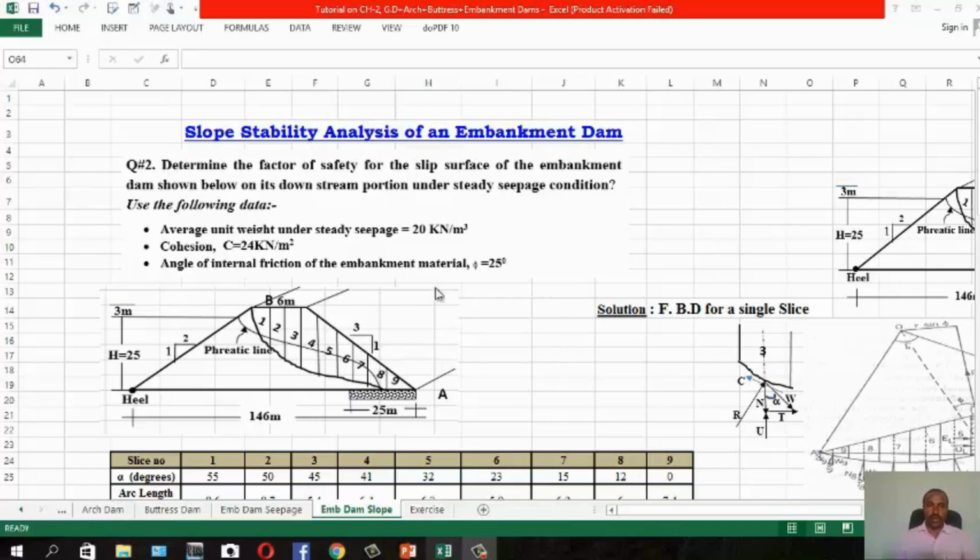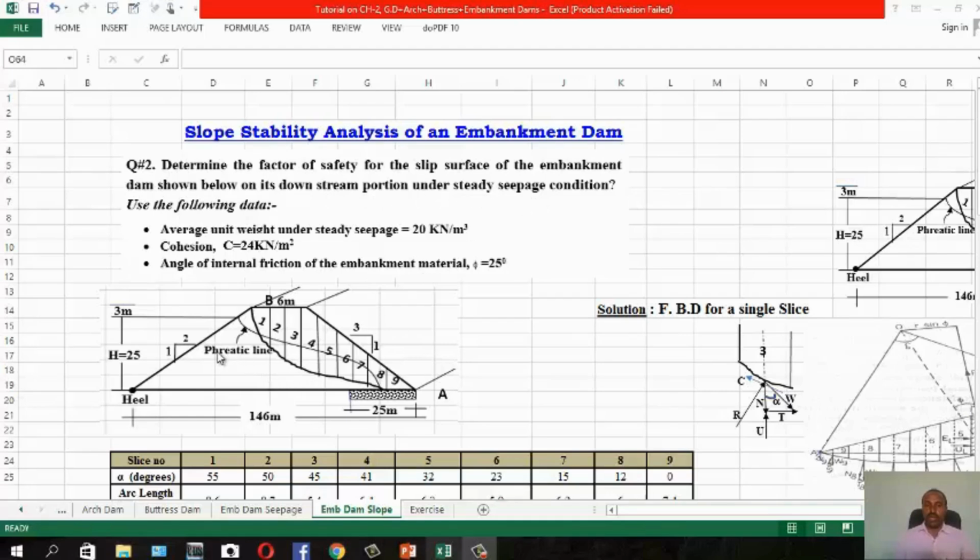Let us see slope stability analysis of an embankment dam. This is just for the steady seepage condition, which is downstream slope stability, we will see. So the question is, determine the factor of safety for the slip surface of the embankment dam shown below on its downstream portion under steady seepage condition.